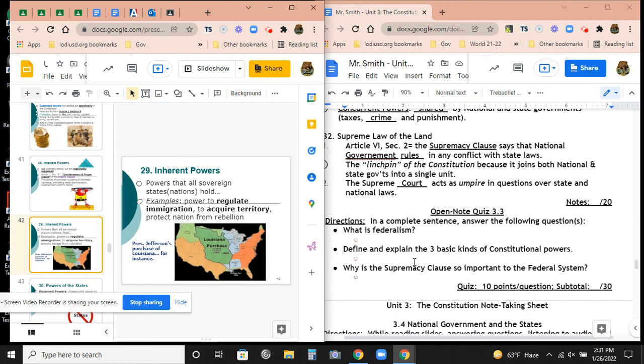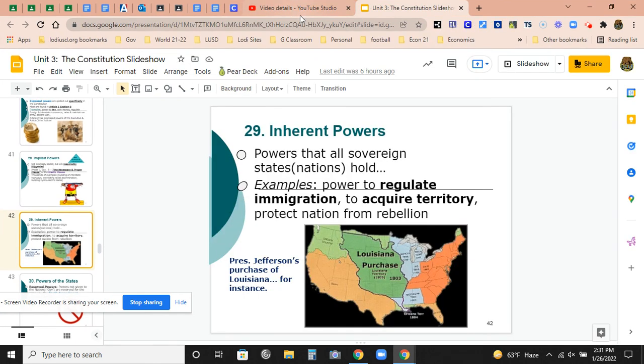Why is the Supremacy Clause so important to the federal system? The Supremacy Clause is so important to the federal system because it makes it clear that the federal government is above the states when passing laws. That's it. That concludes the lecture that goes with 3.3.